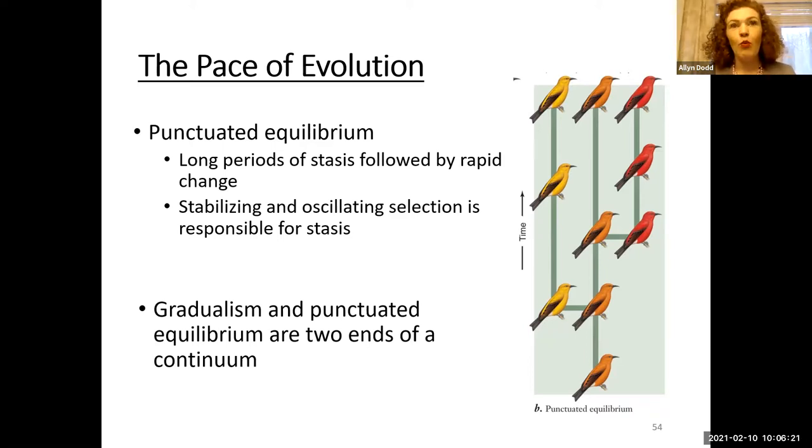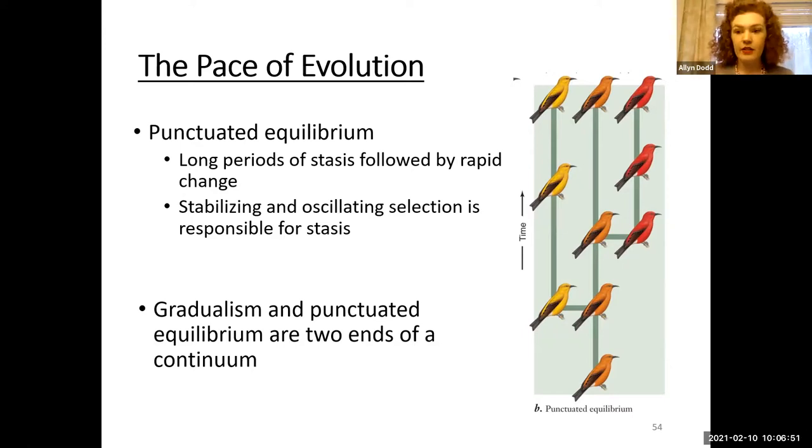And the reason you have those long periods of stasis is because of stabilizing selection, which is where the average phenotype is favored in a population. So the average phenotype stays the same, because the selection pressures are such that it is favored, right? Or oscillating selection, where you may have changes that go back and forth, but within one particular kind of frame.